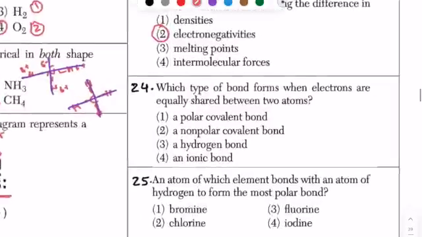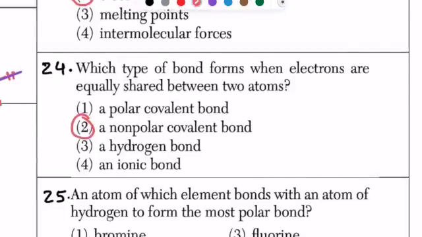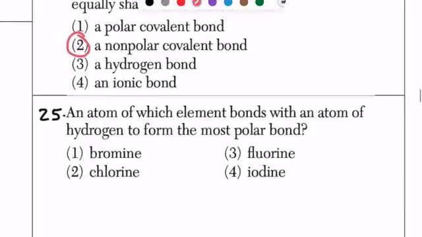So which type of bond forms when electrons are equally shared between two atoms, meaning the molecule is symmetrical, or there's no difference in the electronegativity? It's talking about the bond. So that will be a nonpolar covalent bond. There's no two different poles. Everything's the same.